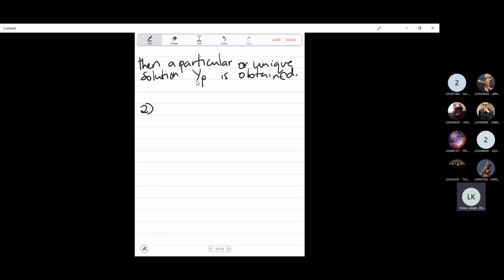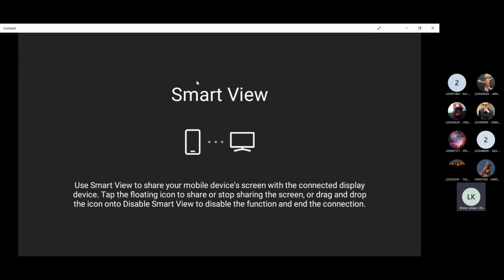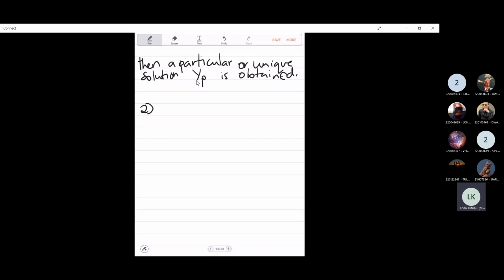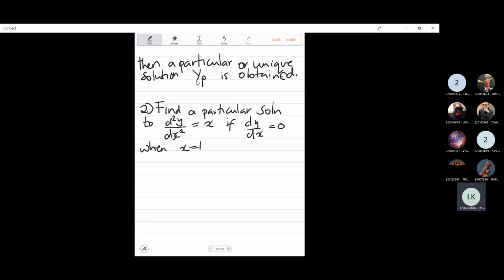Number 2. Okay, number 2, we have to find a particular solution to d2y dx2 is equal to x, if dy dx is equal to 0 when x is equal to 1 and y is equal to 0 when x is equal to 2.